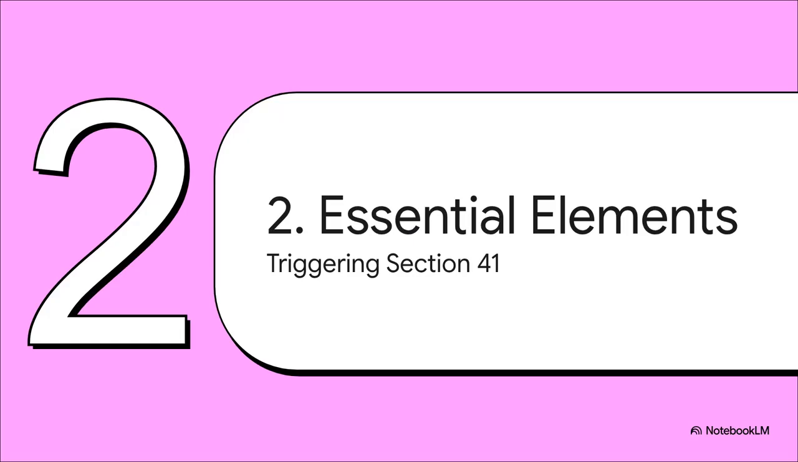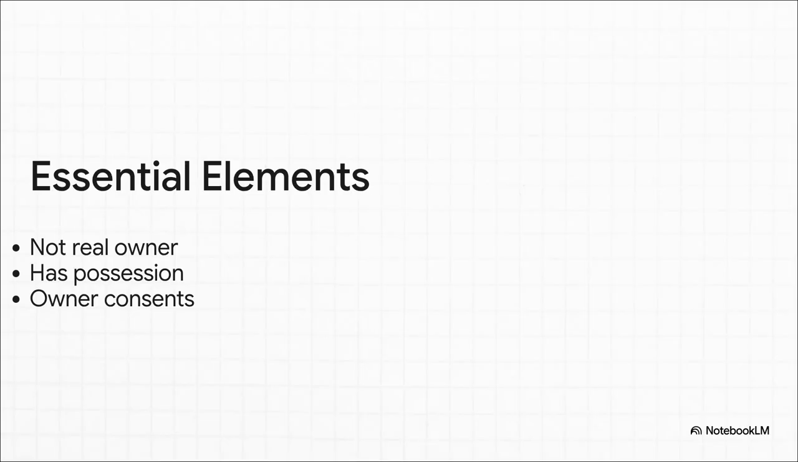Heading number 2. Essential elements and Section 41. Now, do not write in long, rambling paragraphs for this section. The KSLU evaluator wants crisp bullet points. Burn this exact sequence into your memory. Point 1. He is not the real owner. Point 2. He has possession or indicia of ownership. Point 3. Such appearance is with consent of real owner.